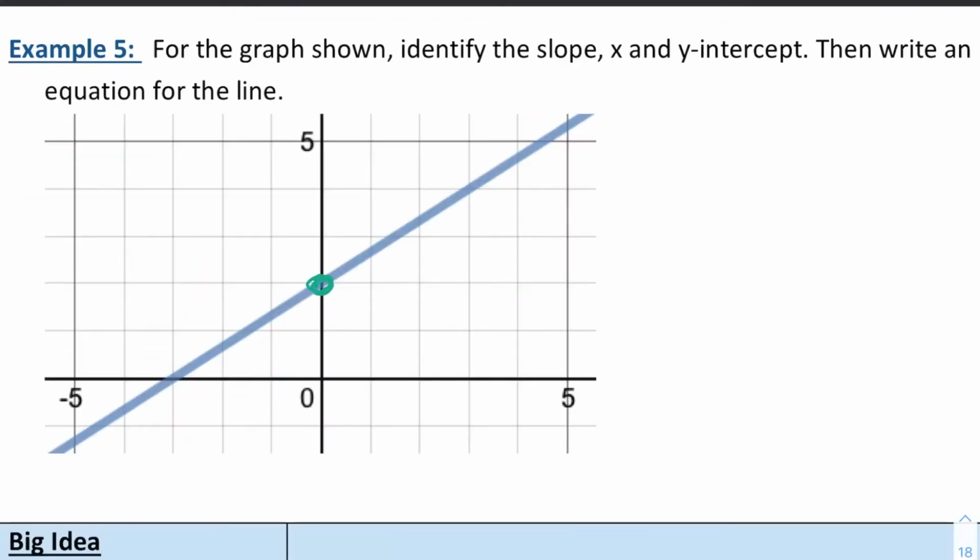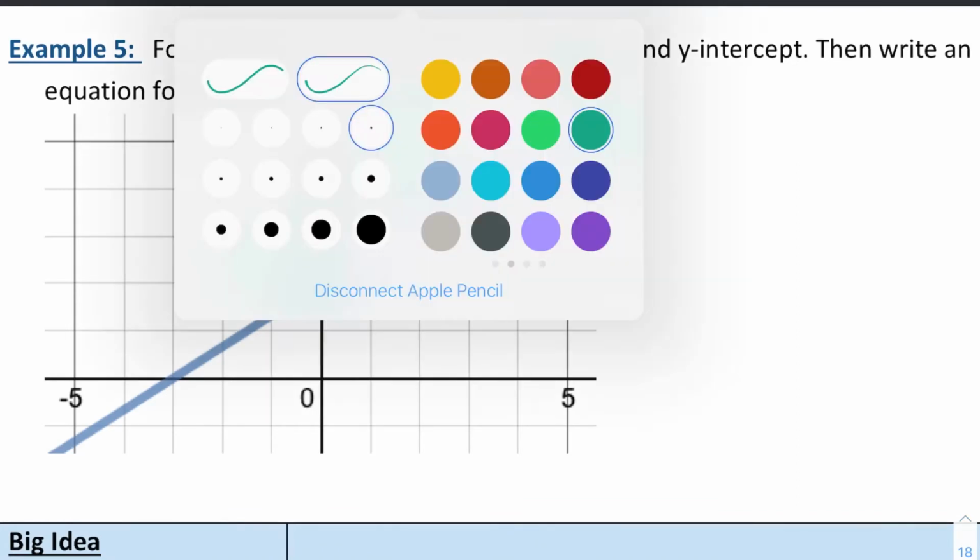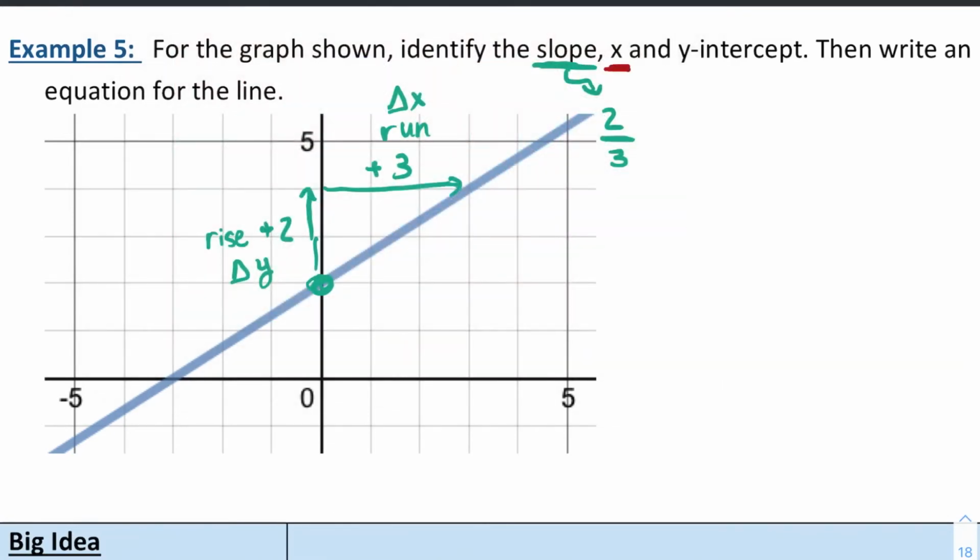Let's take this graph and find our slope, x-intercept, and y-intercept. So first off, for slope, if you can find 2 points that fall on grid lines, like I could go from my y-intercept up 2 and to the right 3 to get to a nice whole grid line point. The slope is rise over run, so that would be 2/3. You could also use the delta y over delta x, fancy new notation.